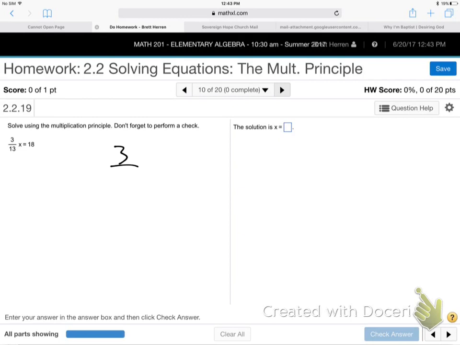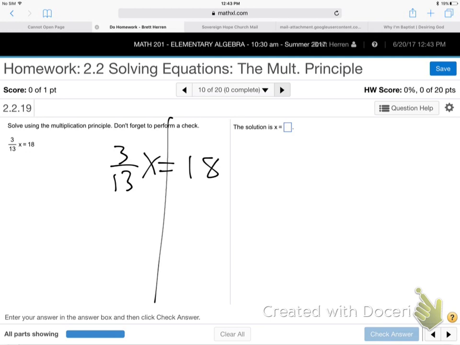Okay, so 3/13 x is 18. Here's the wall. x is on the left, I want it to be alone. So what am I going to do now? I got to get rid of that entire fraction now. The whole 3/13. I'd like to get rid of that whole thing in one fell swoop. How do I do it?